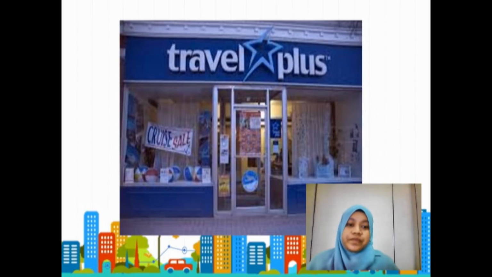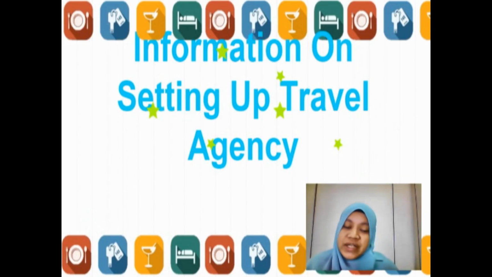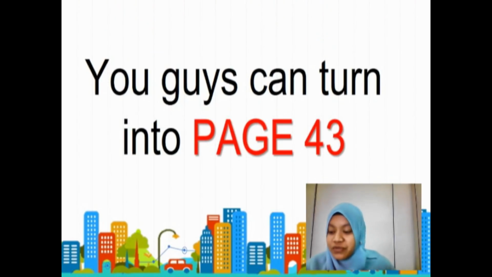Okay, so the next one is information on setting up travel agency. For this one, okay, you guys can turn into page 43. Okay, this one I will explain a bit. Okay, tak banyak pun. Okay, the name of company must, the first one, kalau tengok kat sini the name of the company must be significant with the tour operating of travel agency. Macam kita belajar dalam business, nama tu kena significant dengan produk dan servis yang kita jual lah. Kalau kedai makan, kita kena menjurus kepada kedai makan, tak boleh cakap kedai makan laundry Sdn Bhd. So it doesn't make sense.